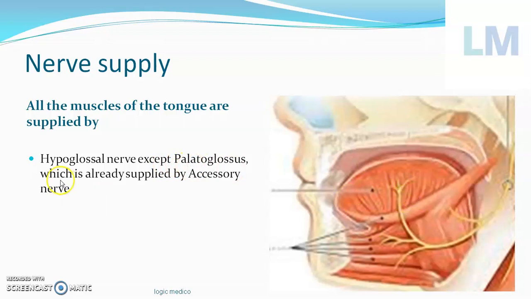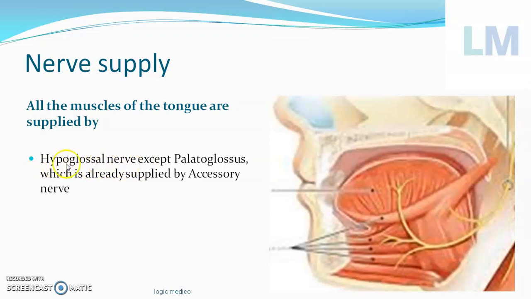So all the muscles are supplied by the hypoglossal nerve, the 12th cranial nerve, except palatoglossus. The palatoglossus, you can see, is coming from the soft palate to the tongue. It is a muscle of the palate as well as a muscle of the tongue, but it is supplied by the accessory nerve of the 11th cranial nerve. Other than that, all the muscles of the tongue are supplied by the hypoglossal nerve. You have to remember this.